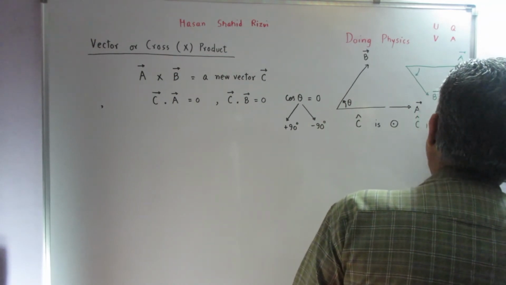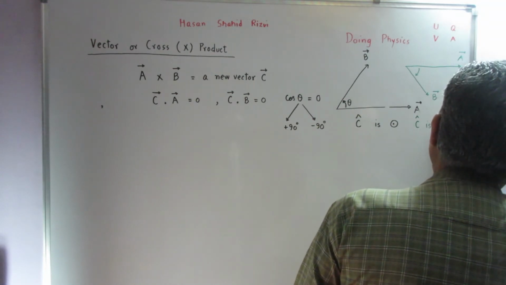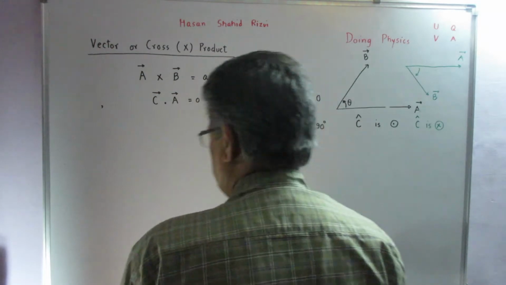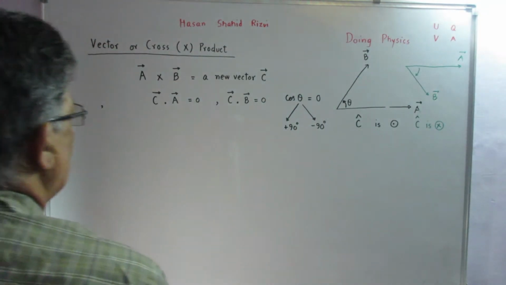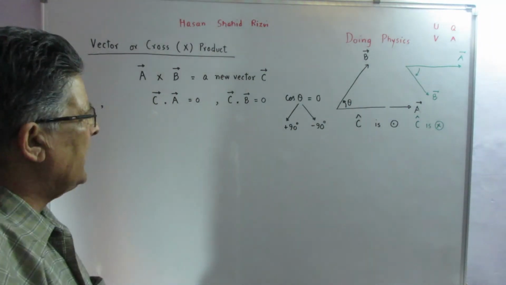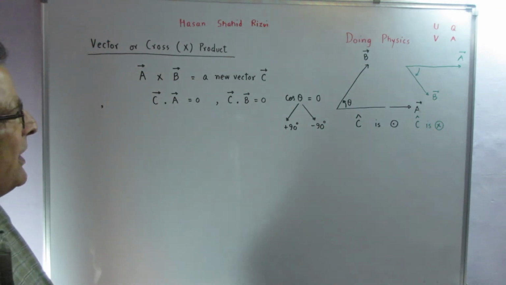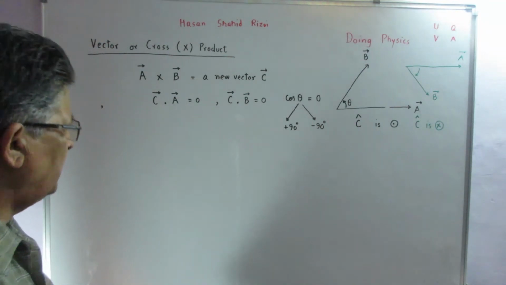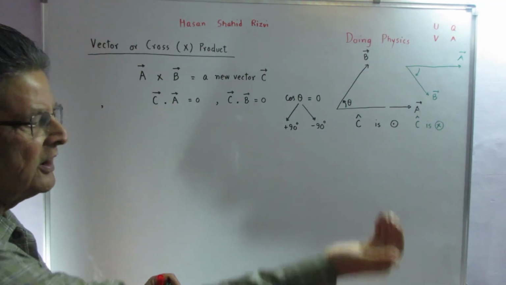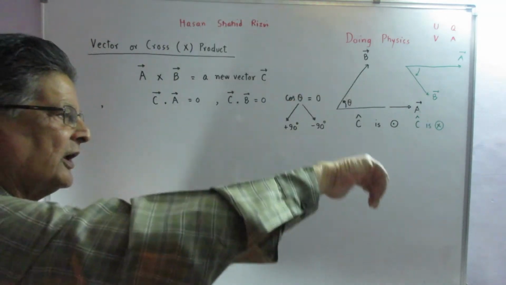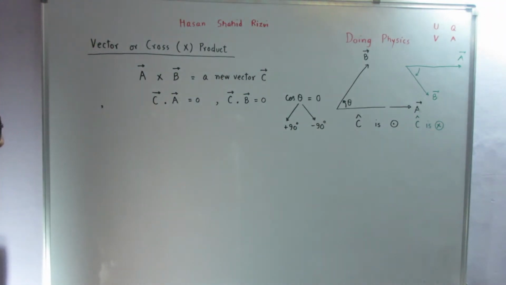is into the plane of the board, which I can show like this. So C is a new vector. We generate a vector by multiplying two vectors A and B. I'll give the magnitude of the new vector C, but the direction of the new vector can be obtained with the right hand curl rule, when it points inside or points outside.